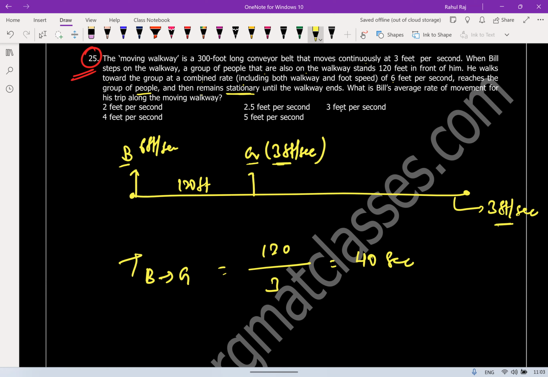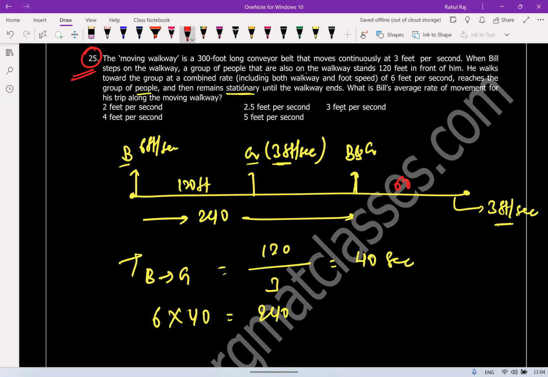So what is the distance traveled by Bill in 40 seconds? 6 into 40, that is 240 feet. So this is the place where Bill and the group of people meet. That is 240 feet, and this is a total of 300 feet. So what is the remaining now? The remaining feet is how much? 60 feet. This is 60 feet.